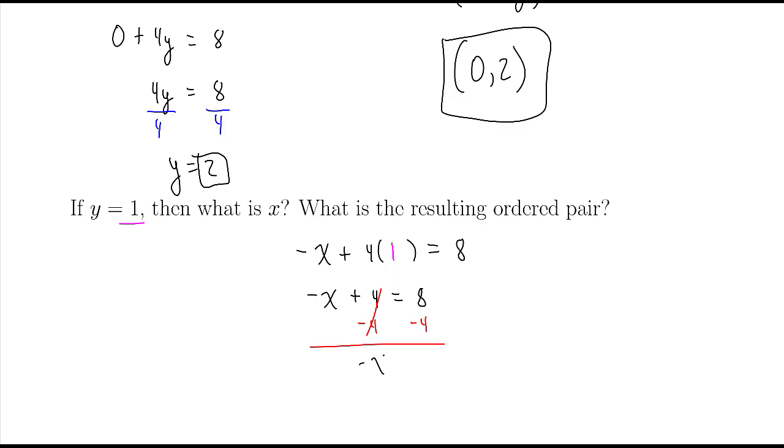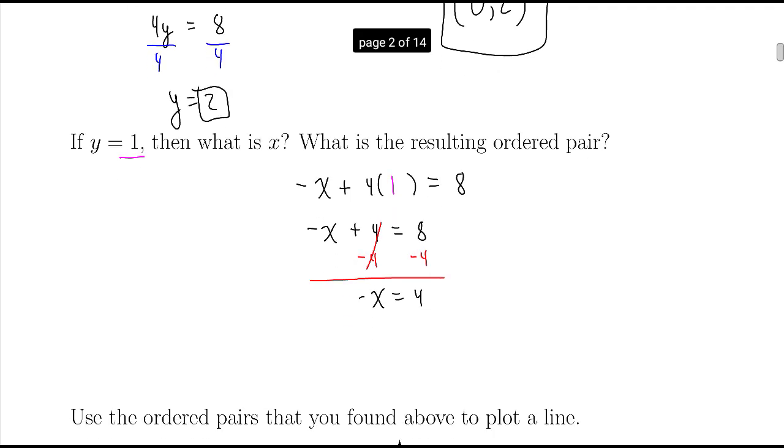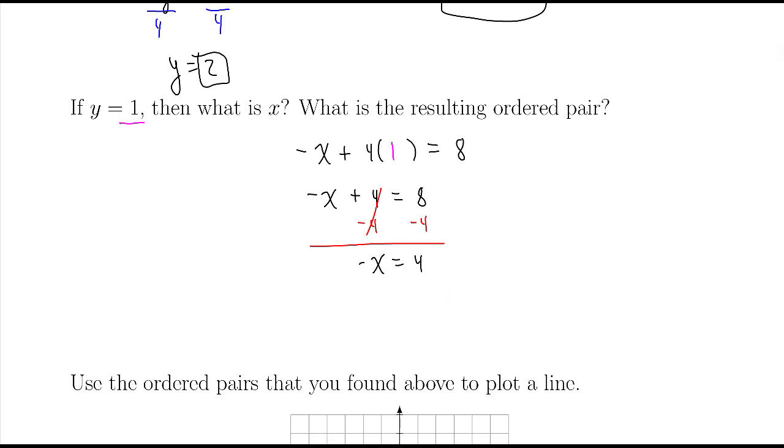Negative x equals 4. Okay, that's an understood negative 1 in front of that x, so I'm going to divide both sides by negative 1. 4 divided by negative 1 is negative 4. So when y is 1, x has to be negative 4. The ordered pair that results here, again, it's x comma y, so negative 4 comma 1.